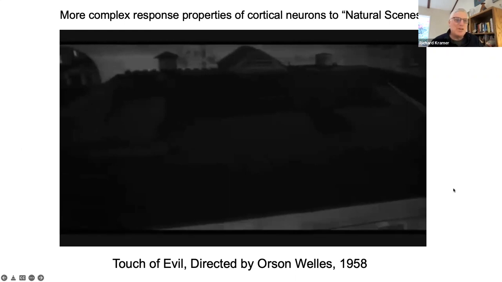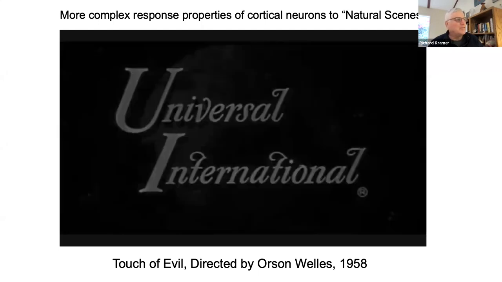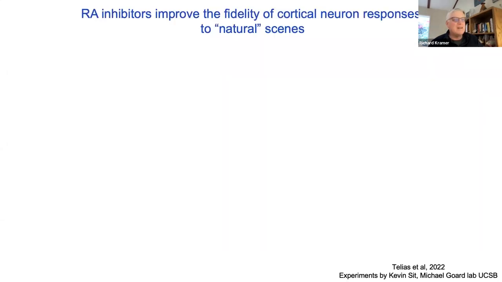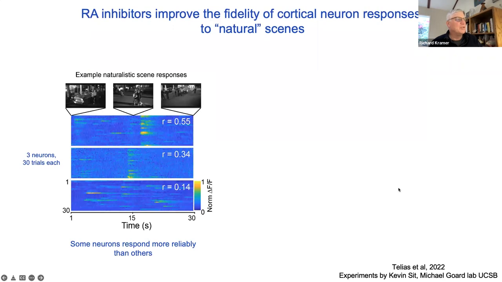So you wouldn't think that a mouse would be so interested in film noir, but we play that movie to either one eye or the other of these mice. This is the duration of the movie. It's about 30 seconds long, and it's hard to see, but these are different scenes in the movie.